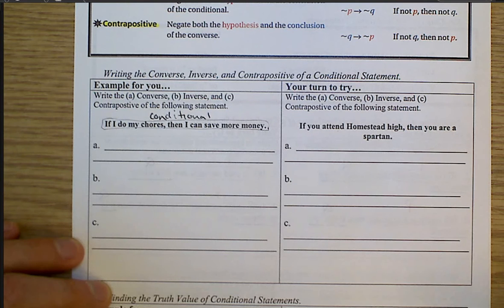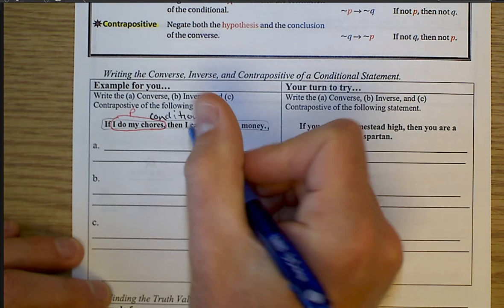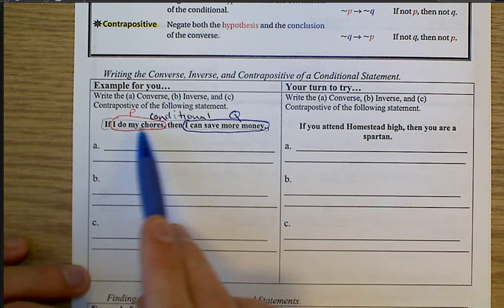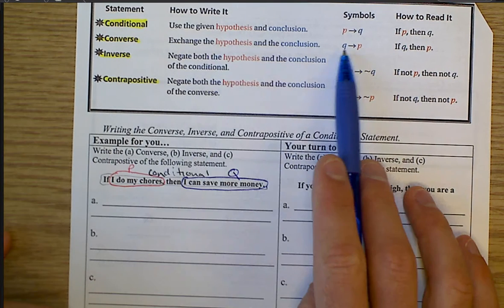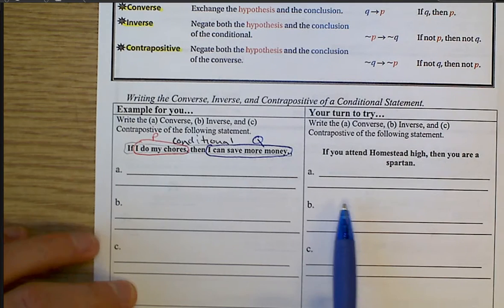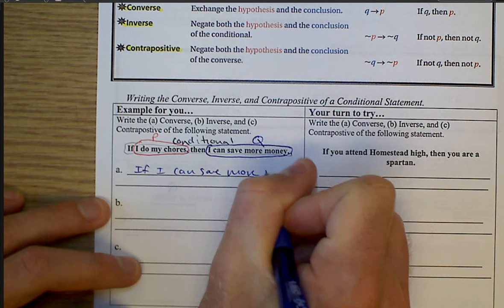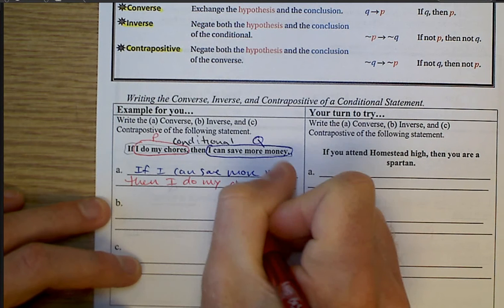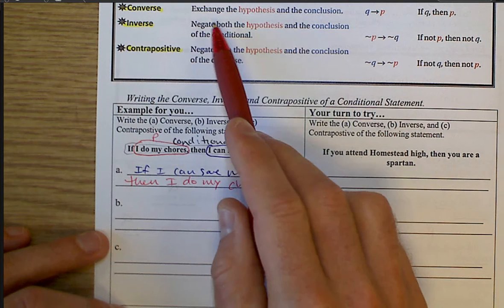All right. What I like to do is identify my P, identify my Q in my original conditional statement, and now I'm going to rearrange. I do my chores and I can save more money, based on the definitions right here. Converse. Look at the converse. Converse, you just exchange or switch the Q and the P. So let's do that. If I can save more money, then I do my chores. I just switch my Q and my P. That's your converse.